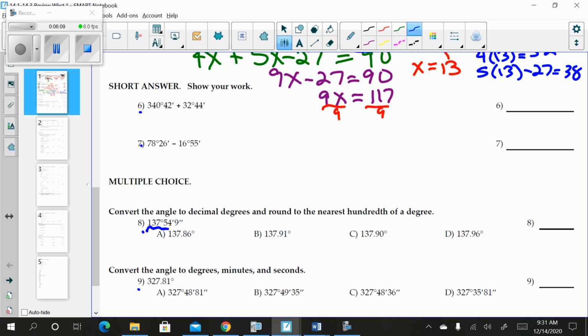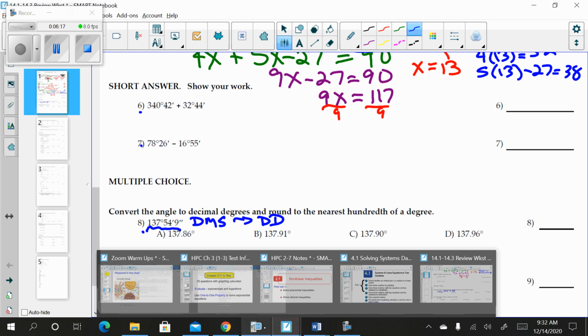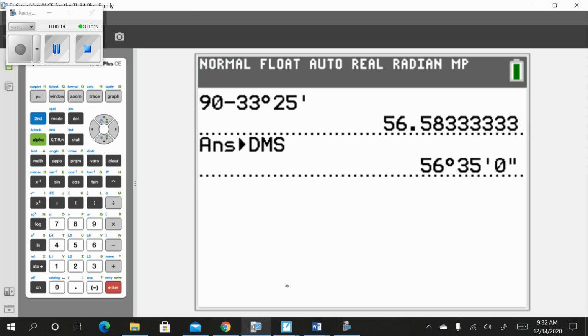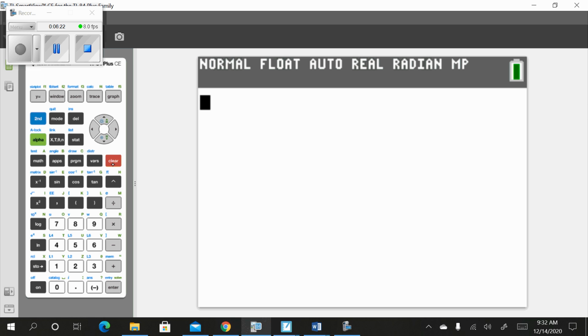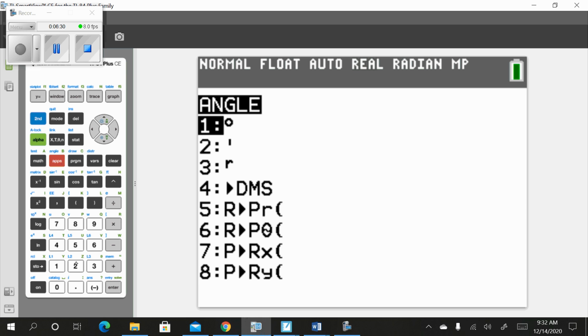So take a look at this one. This is degrees, minutes, seconds. They want you to change it to degree as a decimal. And that's just a matter of typing it in. I will show this one to remind you of where seconds are. So it says 137 degrees. So go to your angle menu, grab degrees. 54 minutes. So go ahead to your angle menu and grab minutes.